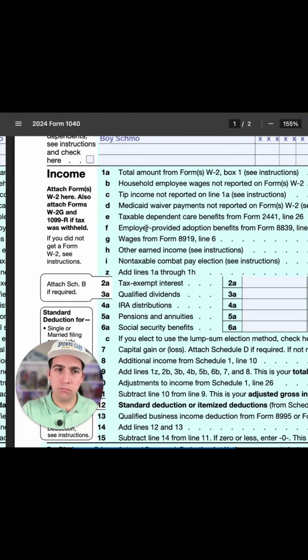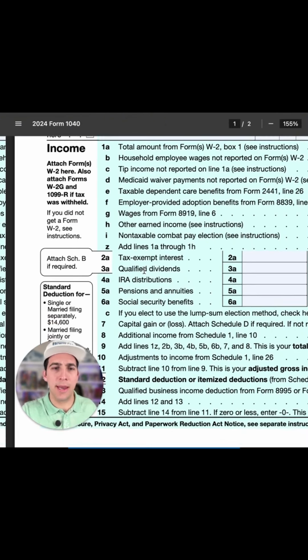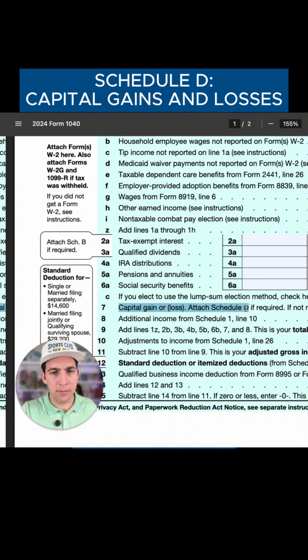But moving down, in this case, he doesn't have this other kind of income. Maybe you do, depending on your situation. Interest, dividends, Social Security benefits if you're retired. So next we have Schedule D. This is your capital gains and losses.